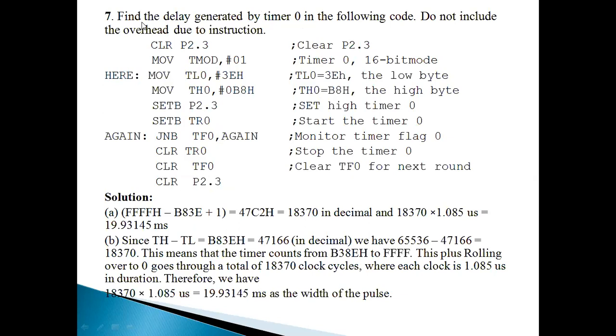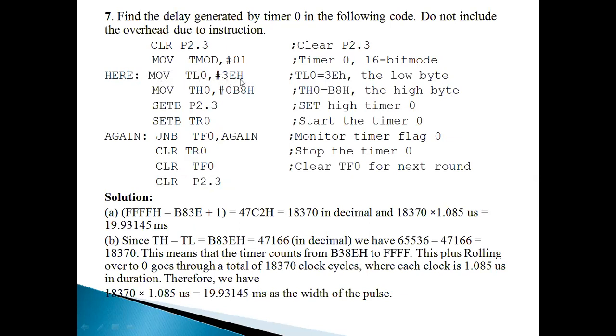In this example, find the delay generated by timer 0 in the following code. Do not include the overhead due to instruction. It means we need not consider the clock cycles. So this is the set of instructions we have. Let us first analyze it. In the first statement, we are clearing the bit P2.3 and moving TMOD comma hash 01. It means we are selecting timer 0 and 16-bit mode is being selected.